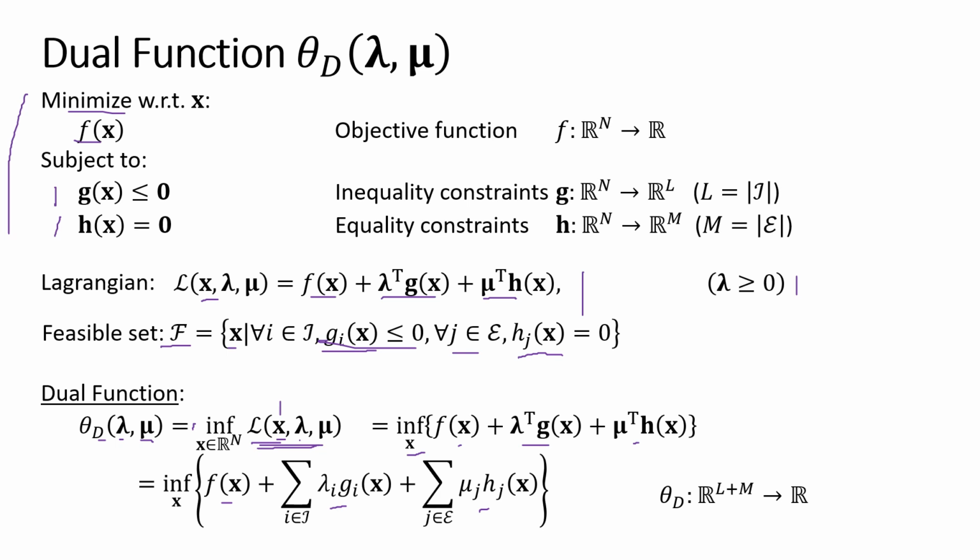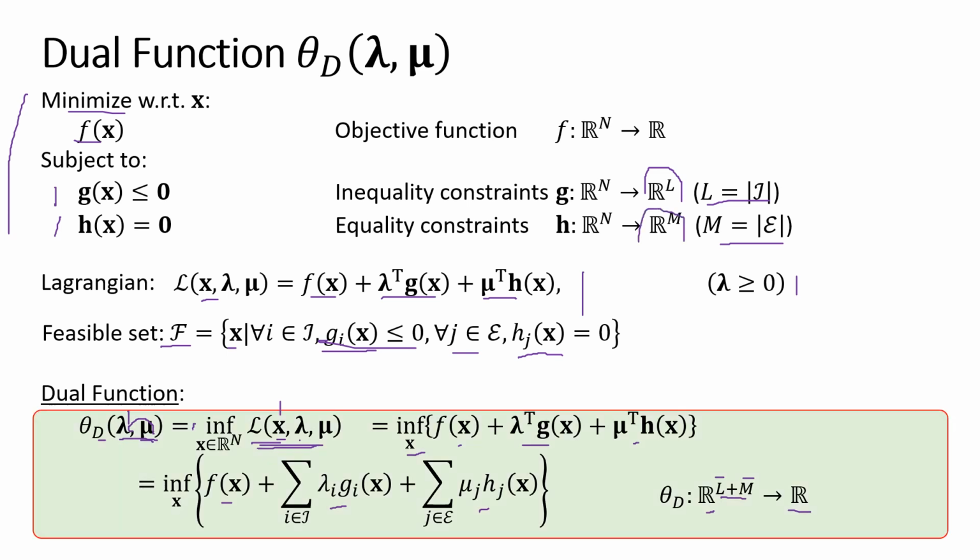And theta d, being a function of lambda and mu, the dual variables, is a mapping from R to the power L plus M to the real line. L is the cardinality of the set of all inequality constraints, and M is the cardinality of the set of all equality constraints. Therefore, lambda is a vector in R L and mu is a vector in R m. Let's highlight this definition.